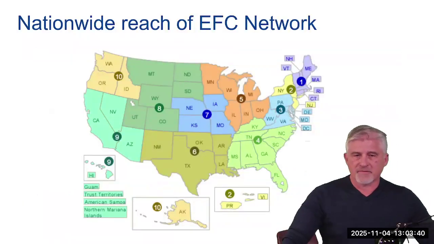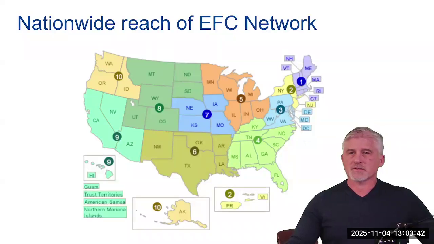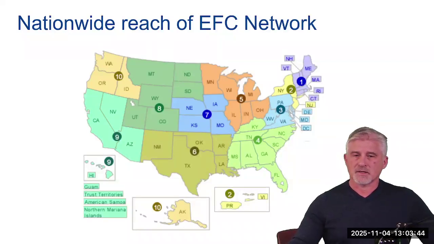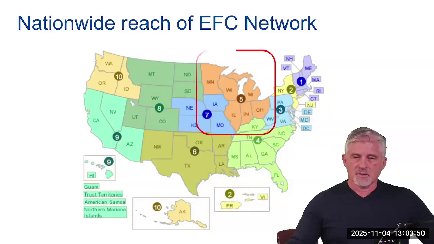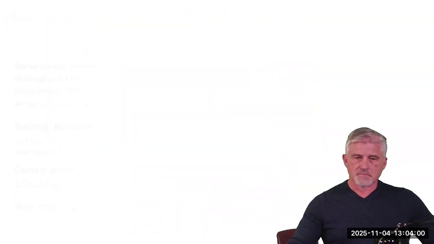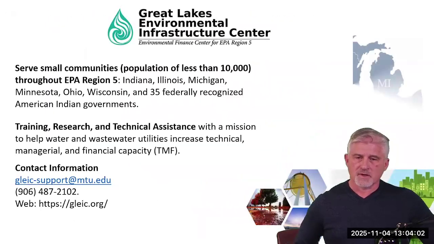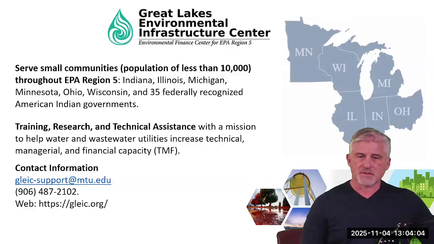The Environmental Finance Center Network is established such that it covers each one of the 10 EPA regions. And as you can see, we are located in the Great Lakes region. We are in the Upper Peninsula of Michigan. So we cover those 5 EPA region states.